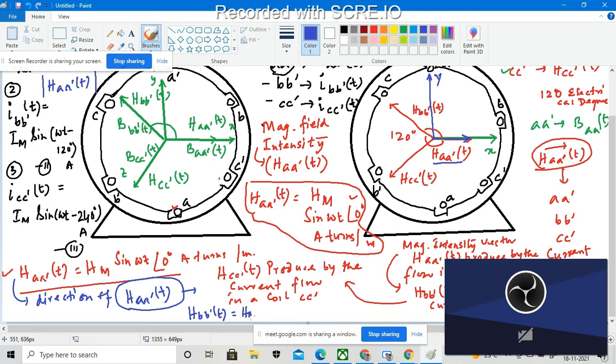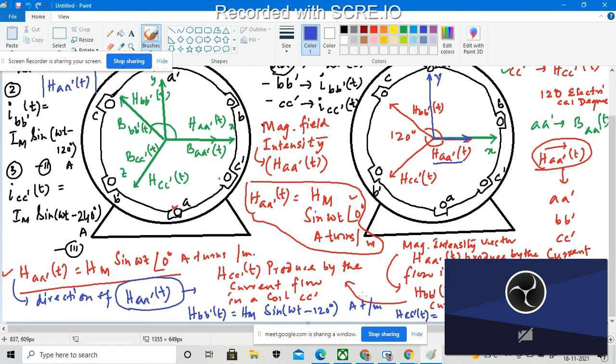Okay, so total magnetizing Hm sine of omega t minus 120 degree. Okay, so that will be the ampere turns per meter. And in case of H of C dash t, H of C dash t is equal to Hm sine of omega t minus 240 degree. Is it or not?